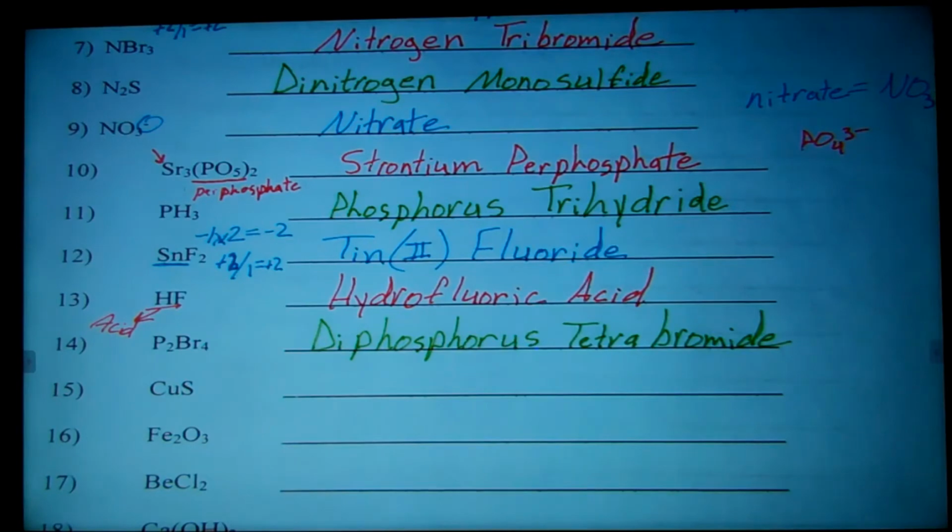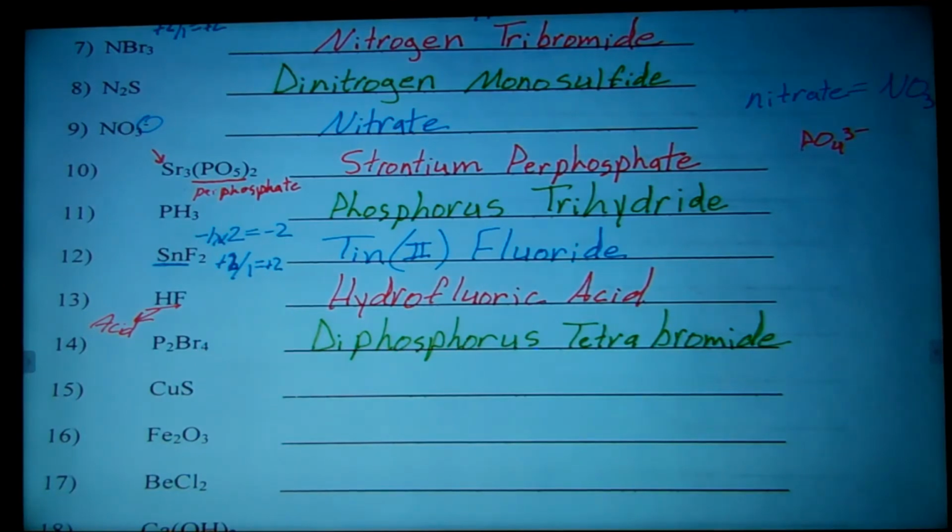Number 15, we have CuS. In this case, CuS has two elements. Is there a charge? No, means not polyatomic. So we look at the bond. In this case, we have Cu, which comes from the left. It's a transition metal, which means it's a metal. And we have S that comes from the right of the staircase, which means it's a nonmetal. A metal and a nonmetal form an ionic bond.